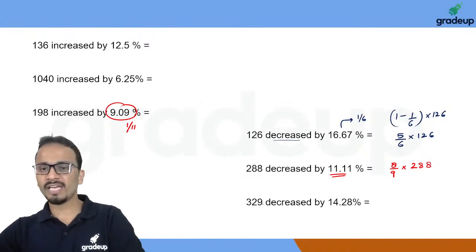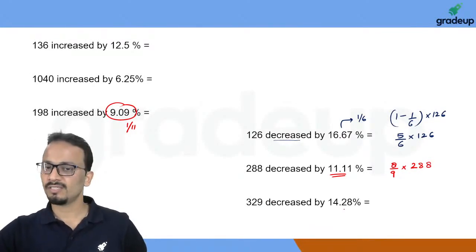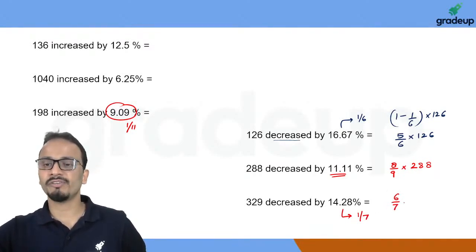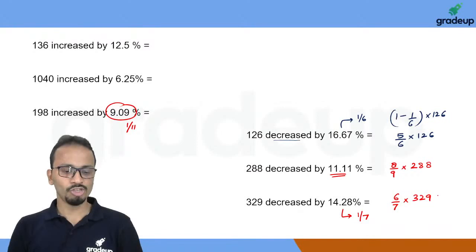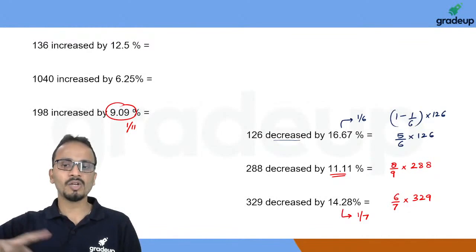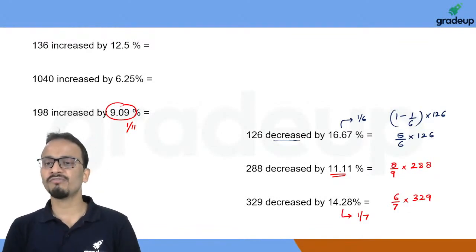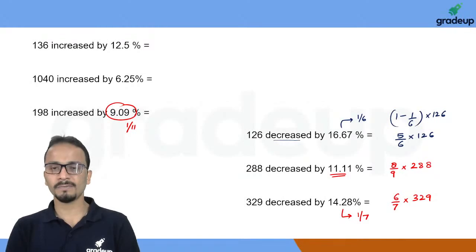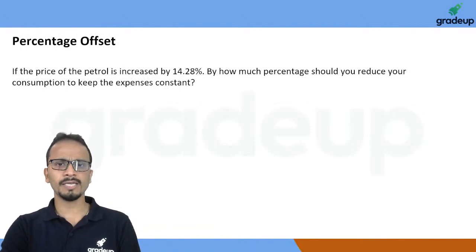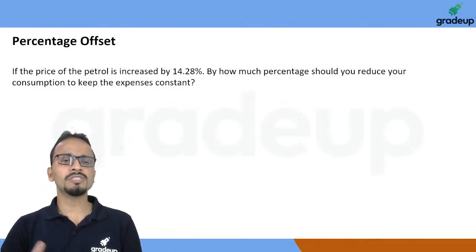Finally, one more example, 14.28. We remember this, we have used it in the last slide. So 14.28 is 1 upon 7. Decrease, so 1 minus 1 upon 7 is 6 upon 7 times 329. So this is how we can make our calculations a little easy, by converting percentages into their fractional equivalents. Now let's have a look at another thing, something related to percentage offset.